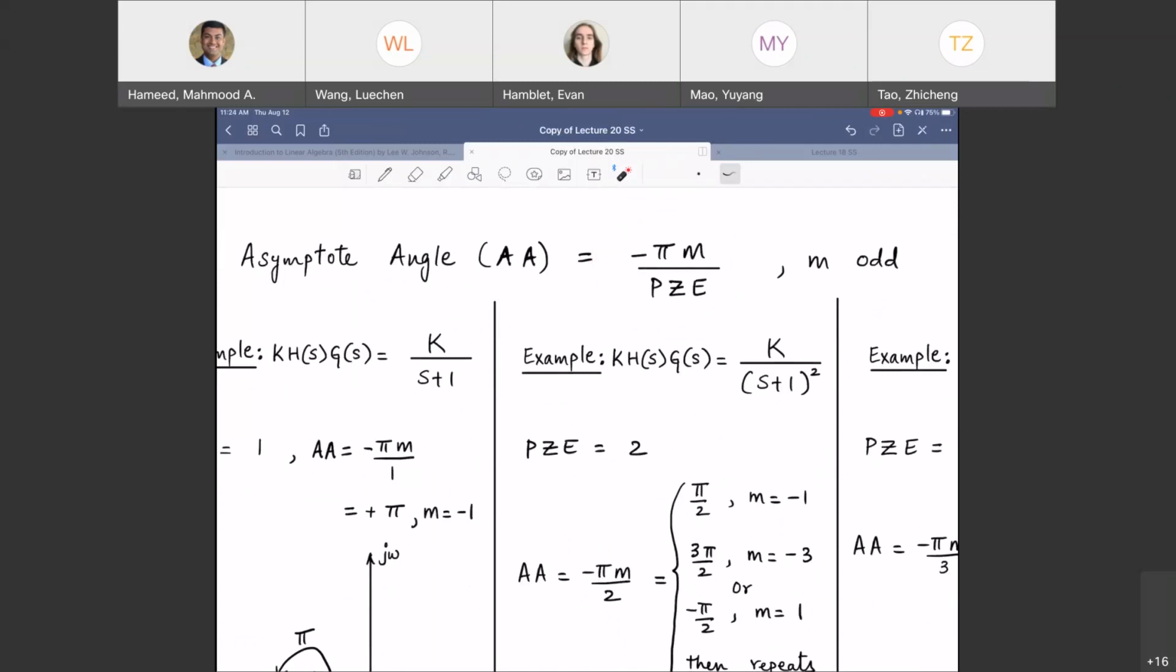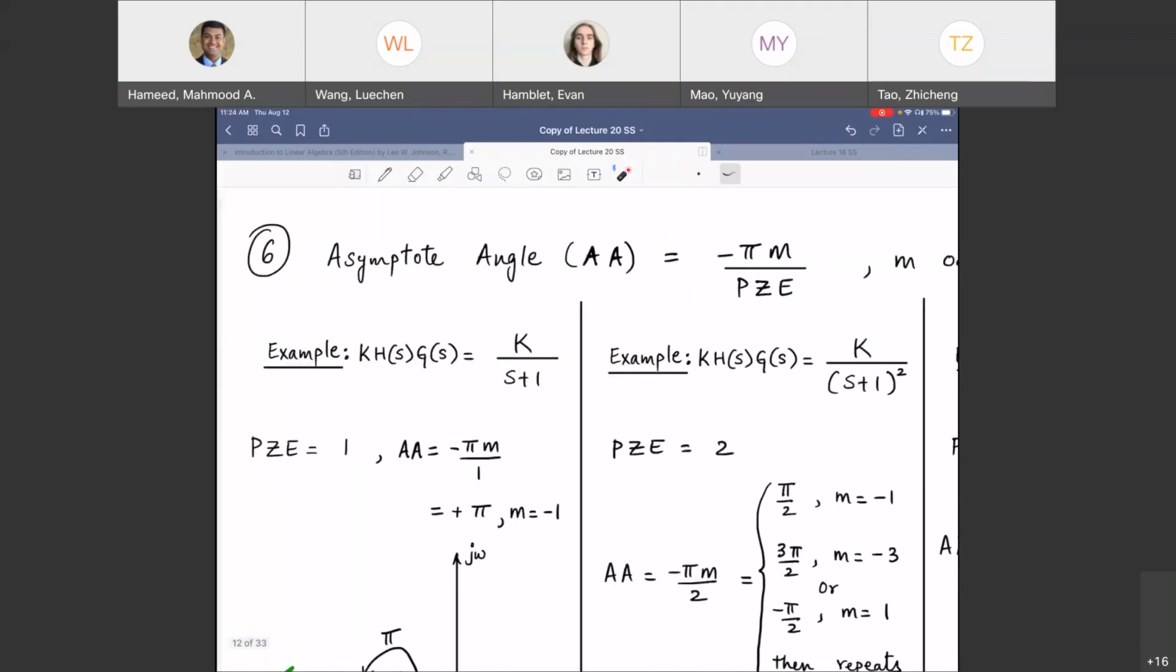negative pi times m divided by PZE. We know PZE from before. m is some odd integer, and negative pi. So if you know PZE, then you know the asymptote angles. Well, m is odd, so is there a limitation? Well, you only consider all the unique values of asymptote angles that you can get.